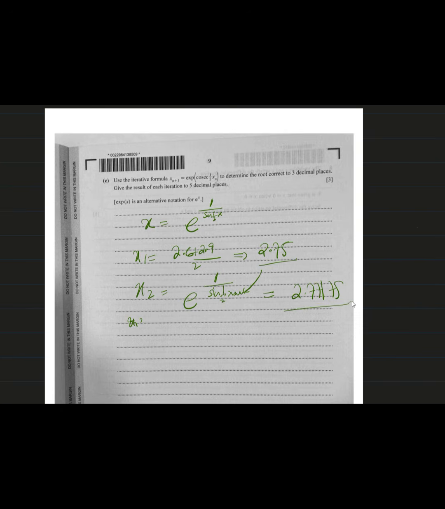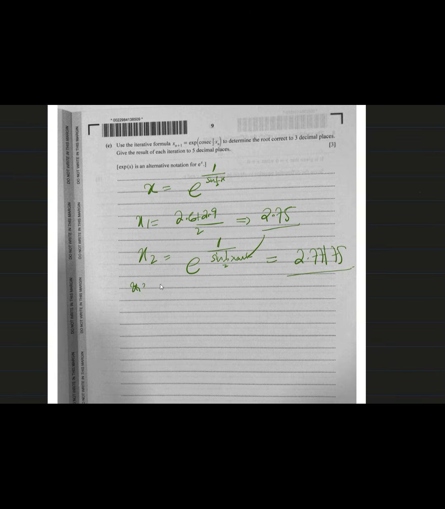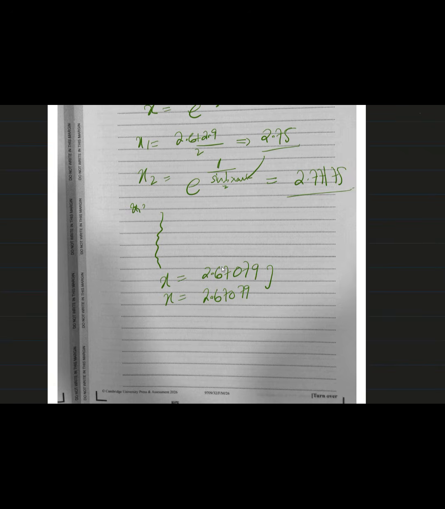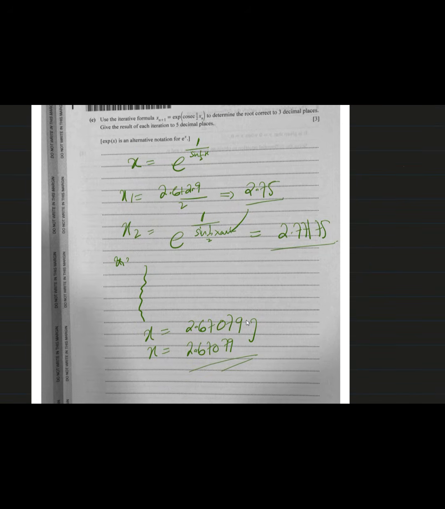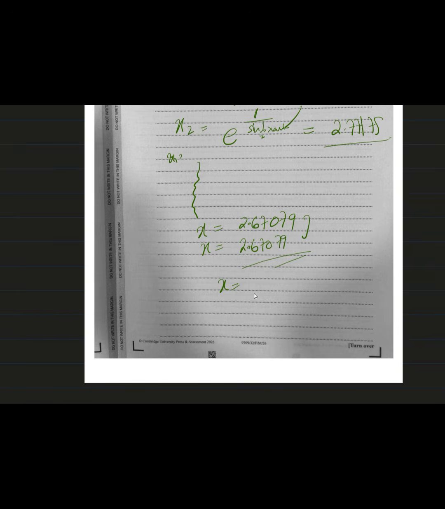Now we'll continue pressing the answer or equals button on the calculator to get our successive answers, and I'm going to skip writing them. Finally, when we get two same answers, 2.67079 and 2.67079, nothing will change, so we'll assume the iterations end here. We have to give the result to 3 decimal places, so x will be equal to 2.671, and that is the correct answer.